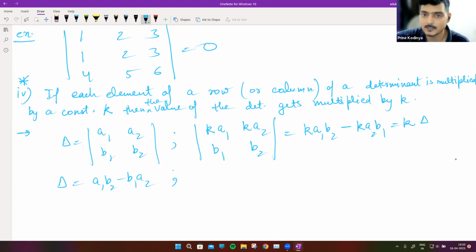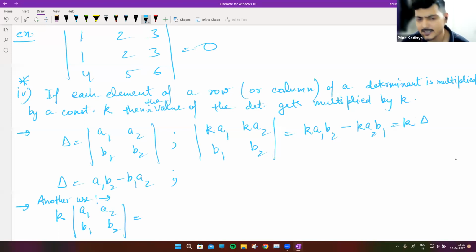So if you want to multiply a determinant with some number, let's understand this with another explanation. If I'm writing k times the determinant of a1, a2, b1, b2, then I can take this k inside with any row or any column, but with only one row or one column. I will not multiply this k with each of the elements inside the determinant.